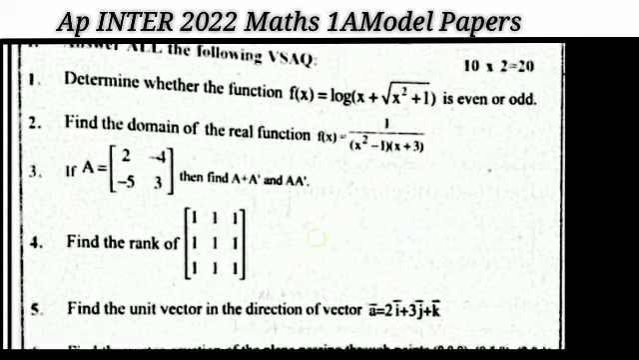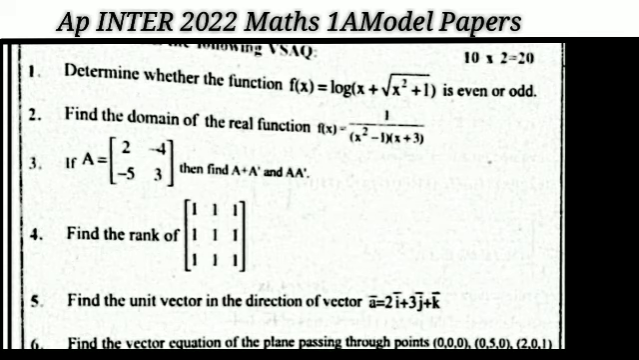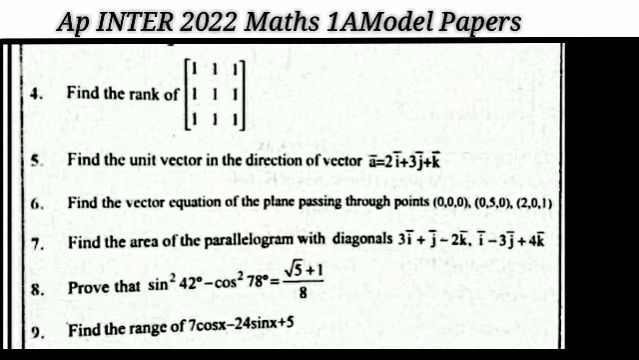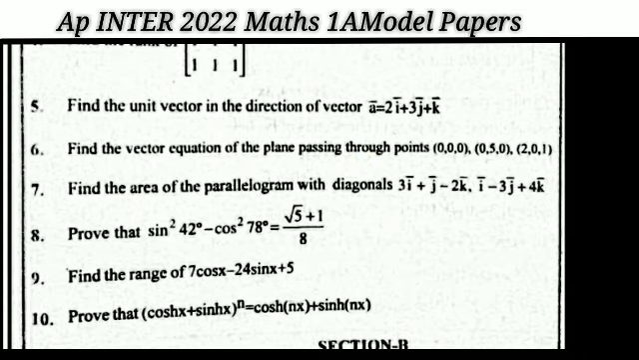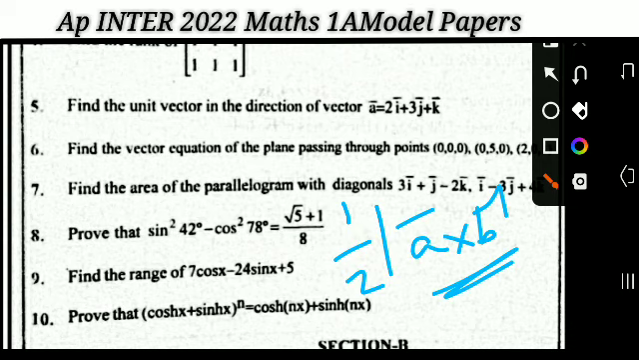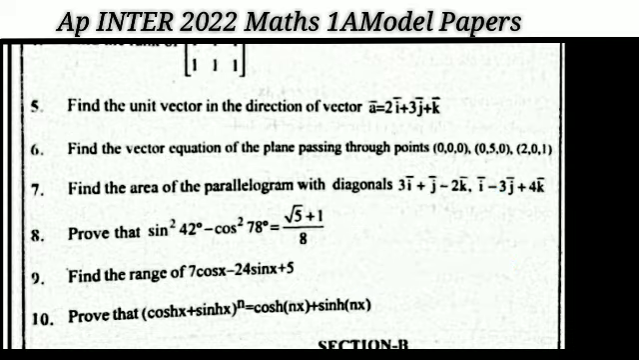Now find the domain, the second question. Find the domain of the function. A plus a dash, a into a dash. Find the rank of the matrix, unit vector. Vector equation of the plane, area of the parallelogram, diagonals. Diagonals, what is the formula? Half mod a cross b. Adjacent sides means mod a cross b. Diagonals, half mod a cross b. Okay. And prove that this value.